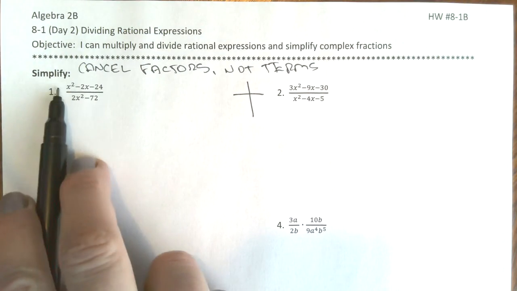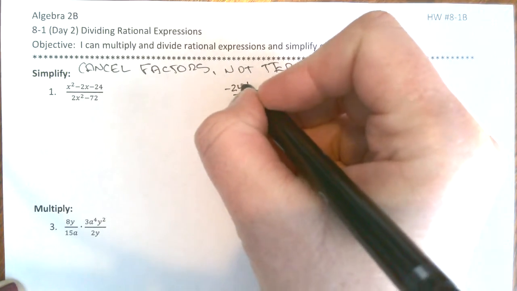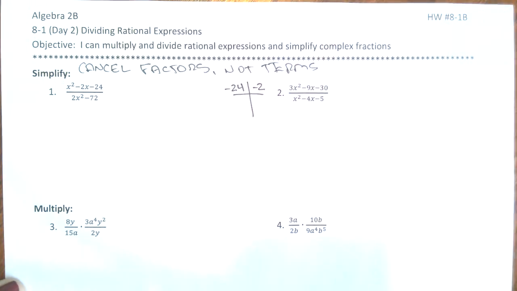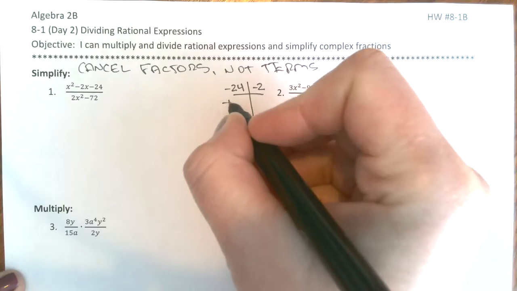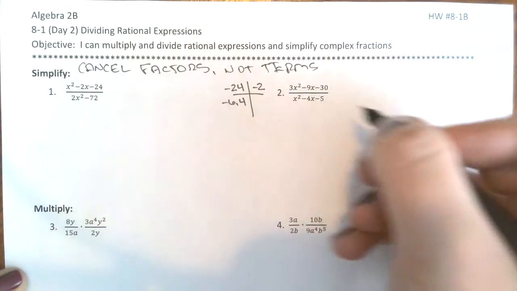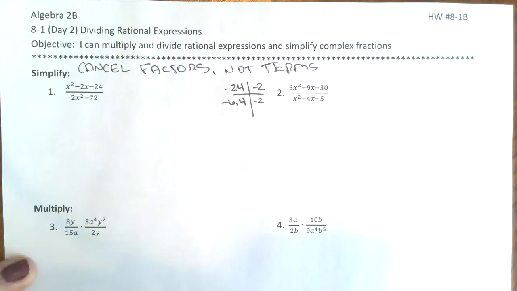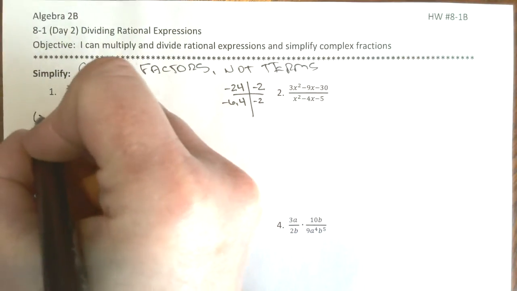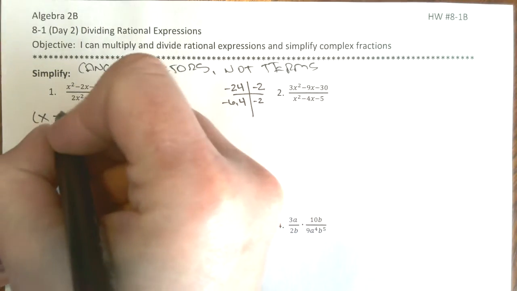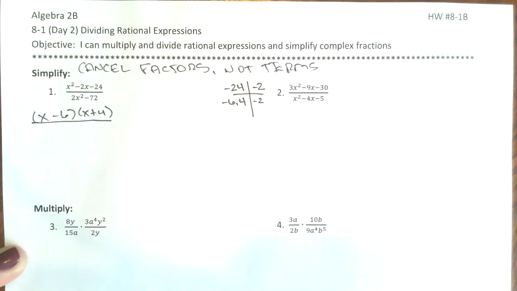So in the numerator, I'm going to make my ACB or product sum chart. So A times C, I need factors of negative 24 that add up to negative 2. So I know that negative 6 and 4 multiply and equal negative 24, and they add up to negative 2. Since your A is 1, you can just put these factors right in there. You don't need to do anything else.